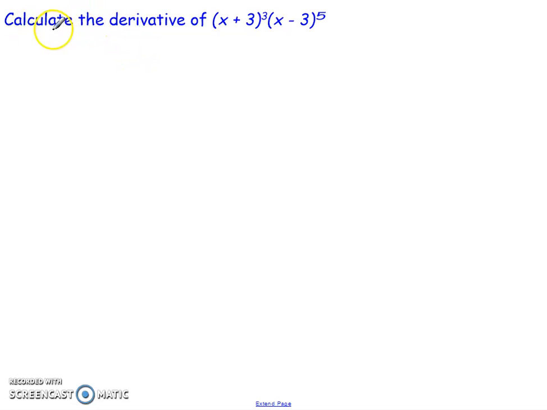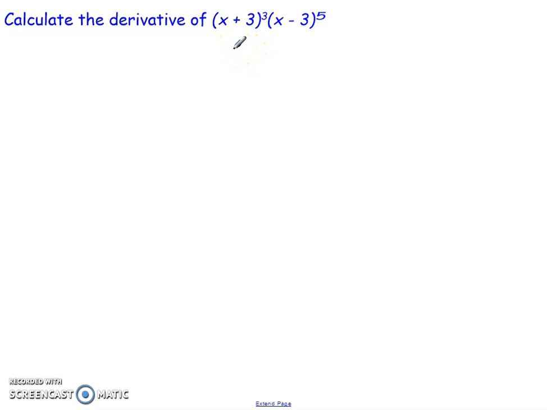Second example for you. Let's calculate the derivative of (x+3)^3 times (x-3)^5. Now, one way of doing this is multiplying out the brackets. We could very easily do that. We've done binomial expansions on 2 brackets before. But that takes a heck of a lot of steps to do. That'll take a lot more time than actually using the product rule to calculate the derivative of it. So let's just go ahead and use the product rule to calculate that derivative.